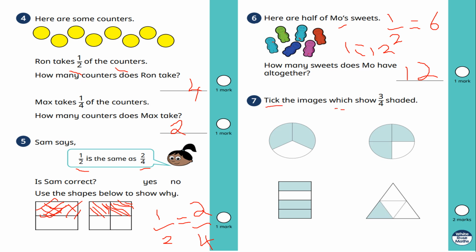Question number 7. Take the images which show 3/4 shaded. That'll be this one, let's just tick it, and it'll be this one here. That one's 2/3, which is not the same as here. That one's 2/3, and this one's actually 1/4. So these two fractions are not equivalent and not the same as 3/4. Of course, 3/4 is actually bigger than 1/4, so it definitely can't be that. And 2/3 is close to 3/4, but it's not quite the same.